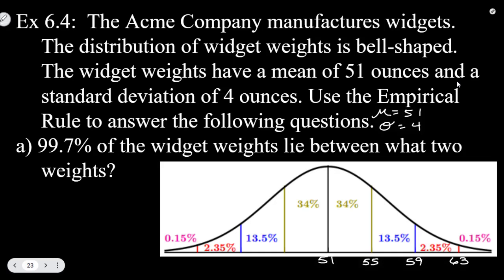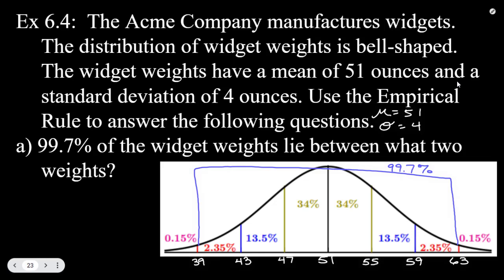When we go down below the mean, 51 minus 4 is going to bring us down to 47. If we subtract 4 again, we're going to get down to 43, and then we'll get down to 39 for that 3 standard deviations below the mean. So now that we've got that marked, our first question is asking, 99.7% of the widget weights lie between what 2 weights on our graph here? Well, we know that 99.7 is 3 standard deviations each way. So 99.7 would mean that we are between the 39 and the 63.